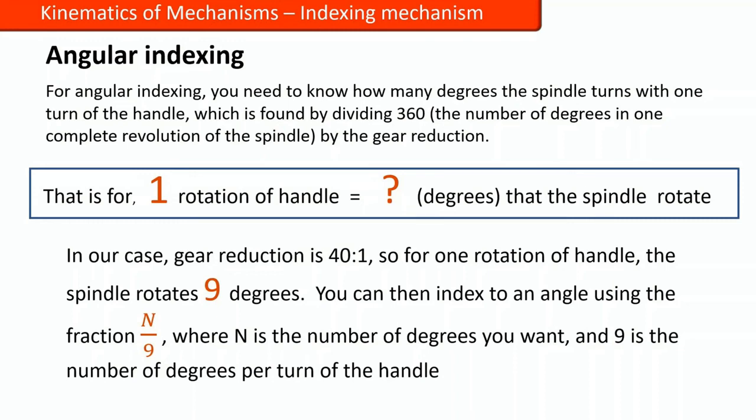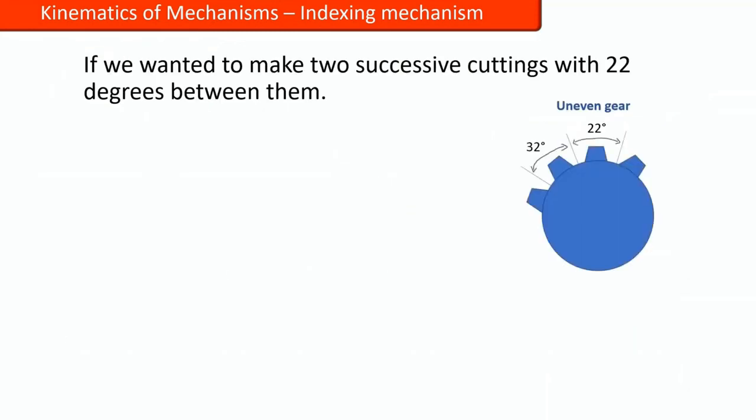So, where can we use this? Let us take an example for better understanding. See, here we want to make an uneven gear where the angle between two successive cuts is 22 degrees and between other two successive cuts is 32 degrees. This cannot be made by uniform indexing, so we need to use angular indexing here.